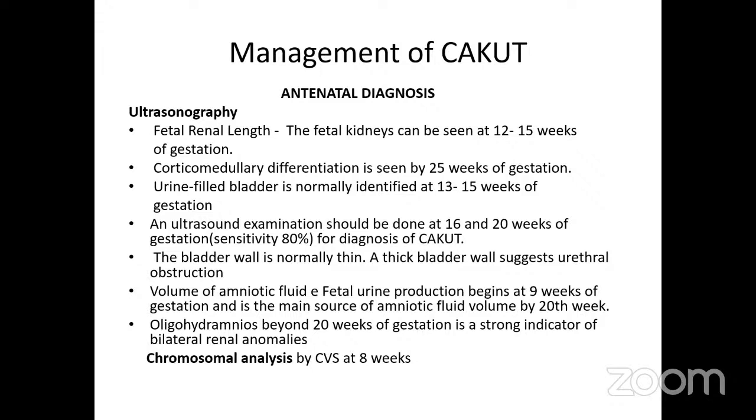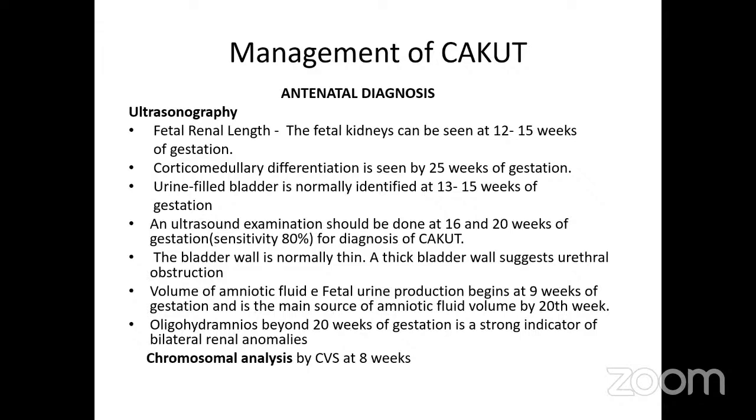Management of CAKUT. So antenatal diagnosis. Ultrasonography is the most common mode of antenatal diagnosis. Fetal renal length. The fetal kidneys can be seen at 12 to 15 weeks of gestation. These are the normal findings in the ultrasound, normal kidneys in the antenatal ultrasound. Corticomedullary differentiation should be seen by 25 weeks of gestation. A urine-filled bladder is normally identified at 13 to 15 weeks of gestation. Ultrasound examination should be done at 16 and 20 weeks of gestation for diagnosis of CAKUT, which gives a sensitivity of up to 80%.